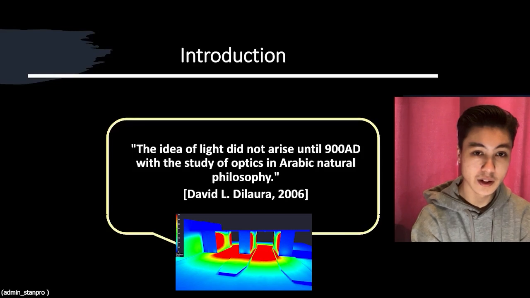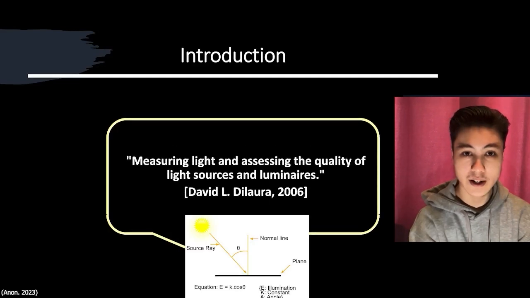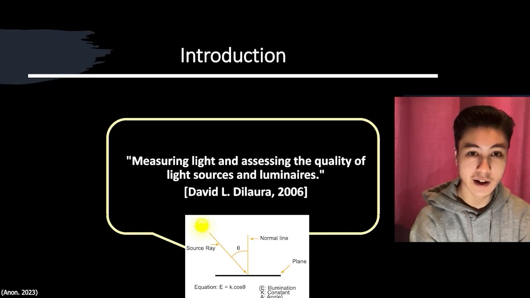But the idea of measuring light had not really been looked at until the study of photometry by John Lambert in 1760. This study looked at measuring light and assessing the quality of light sources illuminated. It looked at different formulas used to calculate how light waves behave, along with formulas to aid in lighting design.